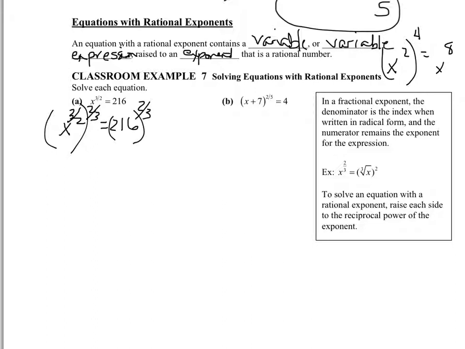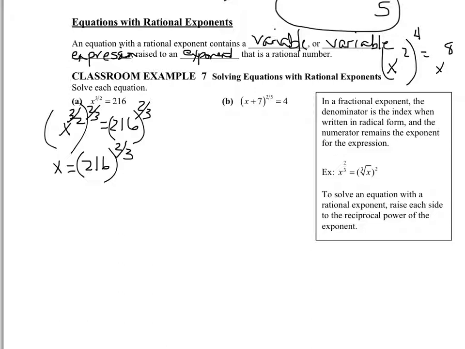Now, that's nice on the left side, because I know when I multiply 3/2 times 2/3, I get 1. So that's just x to the 1st power. But now I need to be able to solve 216 raised to the 2/3 power. You have an option here.